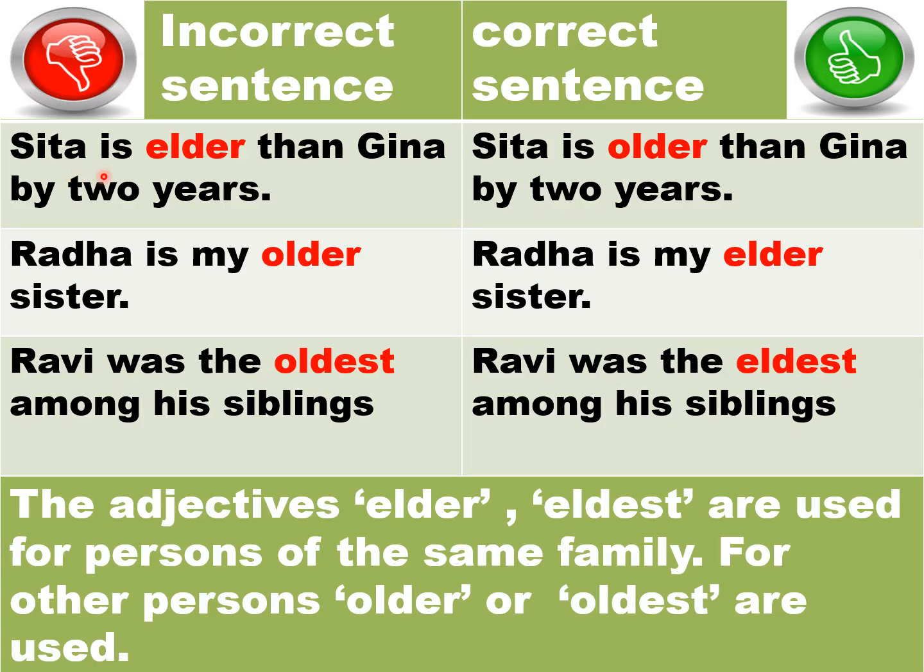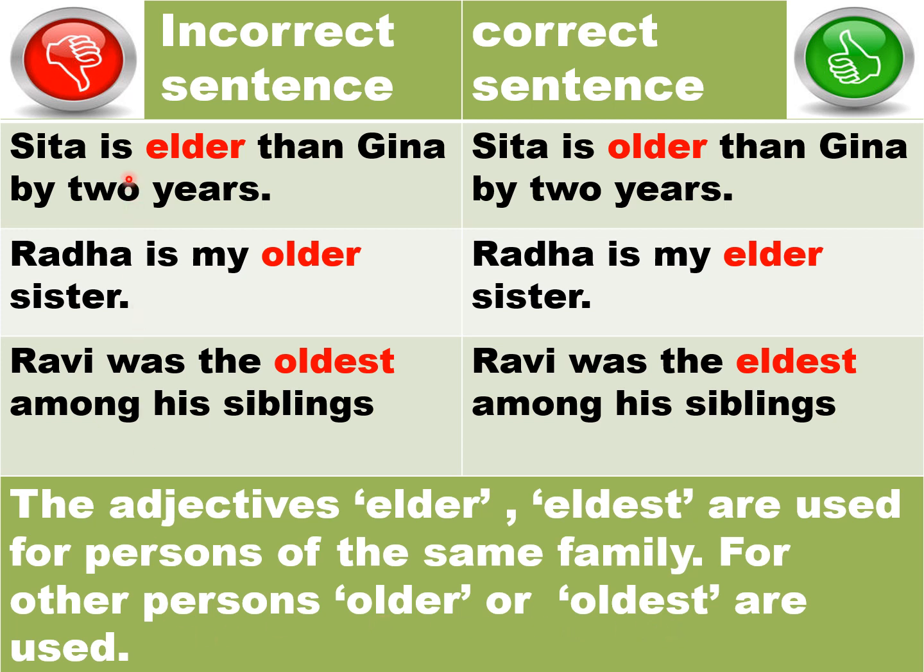By spotting the errors and correcting them, one can speak or write English without mistakes. In this video, we can see the errors in adjectives. What is an adjective? Adjectives are one of the main parts of speech in English. An adjective is a word that modifies a noun or noun phrase. The adjectives elder, eldest are used for persons of the same family. For other persons, older or oldest are used.